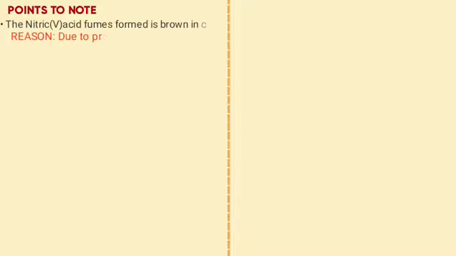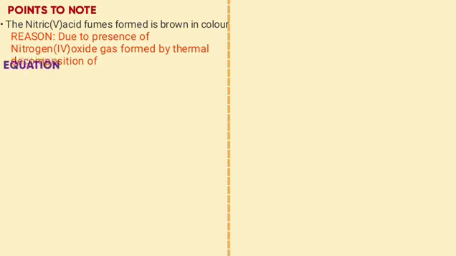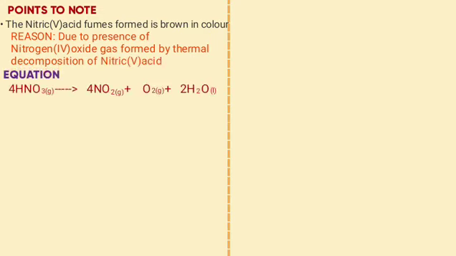Points to note: the nitric acid fumes are brown. Reason: due to presence of nitrogen dioxide formed by thermal decomposition of nitric acid, as shown by the equation below. Nitric acid, arrow, nitrogen dioxide plus oxygen plus water.